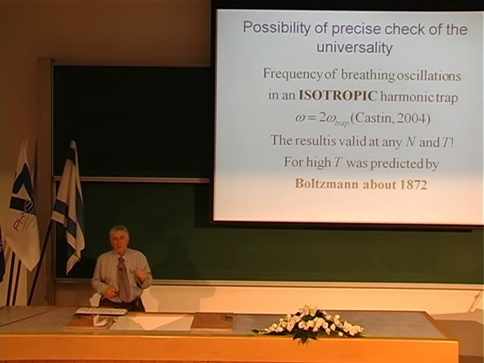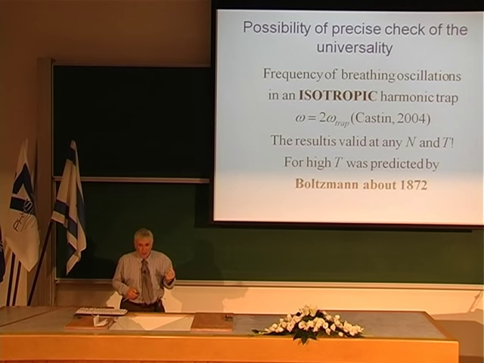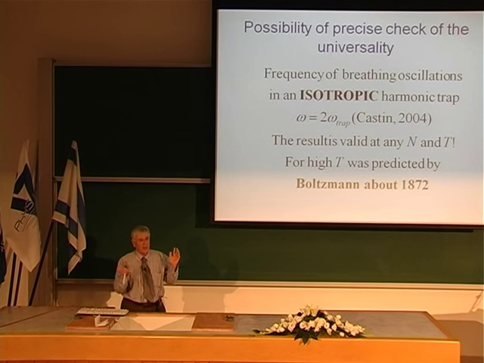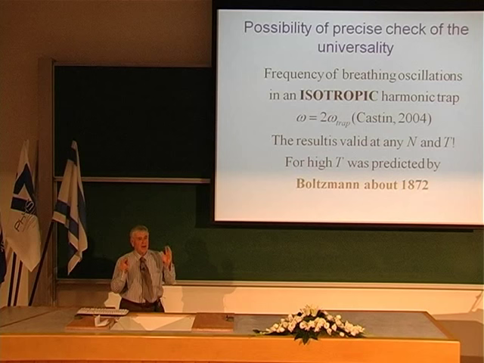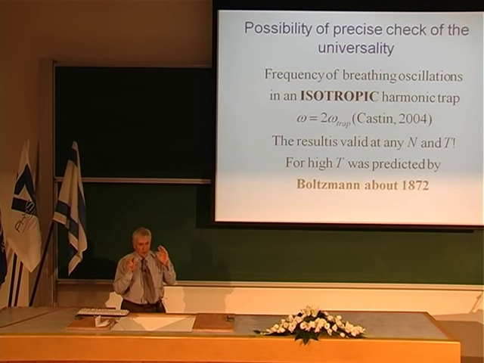When Boltzmann derived his equation, he discovered that this equation has an exact solution. If you put a gas with collisions in an isotropic harmonic trap, this gas will oscillate without increasing entropy and without damping, because the collision integral is going to be equal to zero identically.